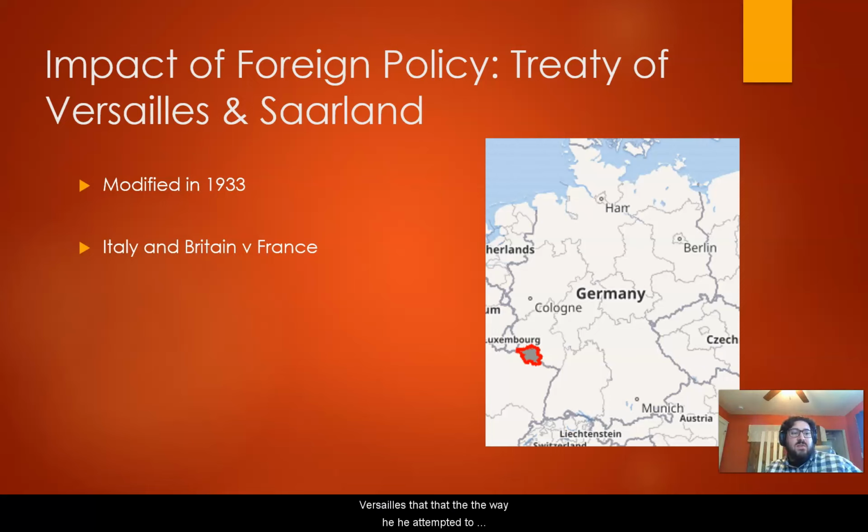The way he attempted to modify it, and the small things he did, Italy and Britain were like, okay, you can do those just quietly. Shh, don't really make a big deal out of this. And France was pretty upset about this. And this ultimately showed the people of Germany, hey, this guy is following through with what he says. Hitler said he's attacking the Treaty of Versailles and he's going to modify it. And that's exactly what he's doing here.